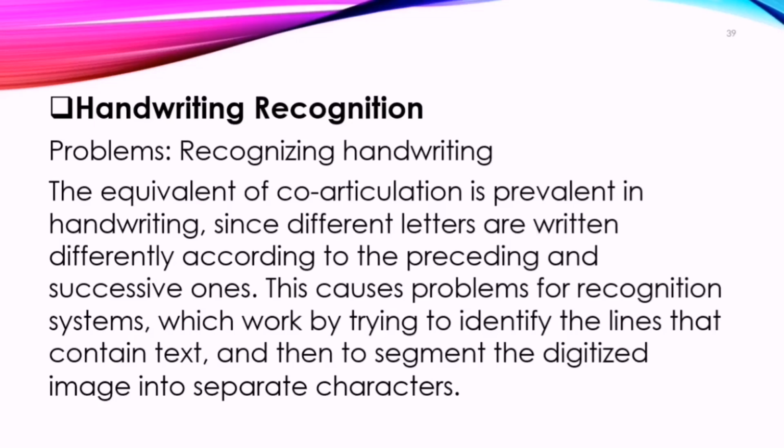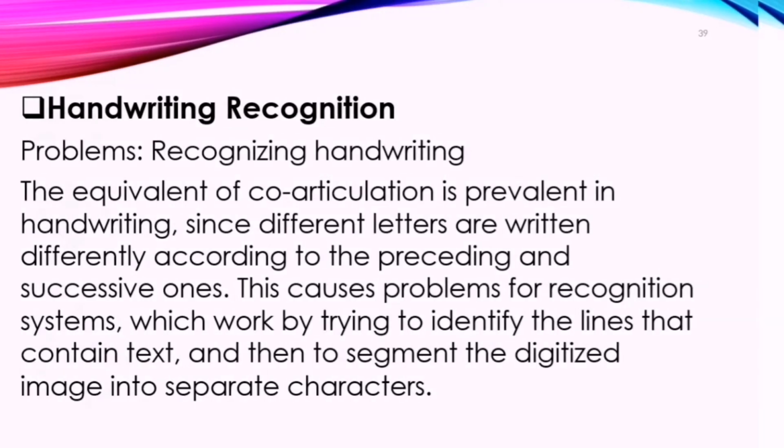So the problem in recognizing handwriting is that the equivalent of co-articulation is prevalent in handwriting, since different letters are written differently according to the preceding and successive ones. This causes problems for recognition systems which work by trying to identify the lines that contain text and then to segment the digitized image into separate characters.